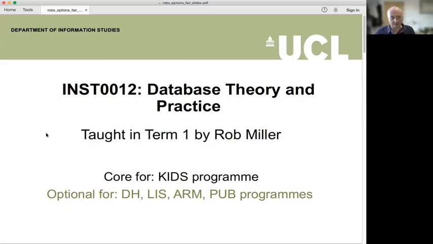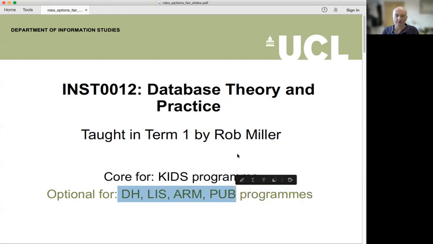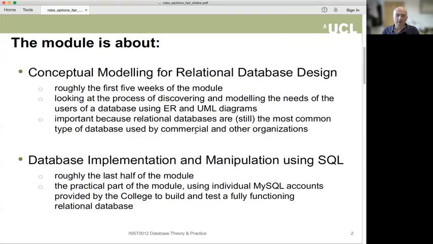So one of the modules that I'm teaching in term 1 is the module INST 0012, Database Theory and Practice. And that's core for the KIDS program. And it's optional for the other programs in the department, the other postgraduate programs, DH, LIS, ARM, and PUB. Now, this database module is about 2 things, really.